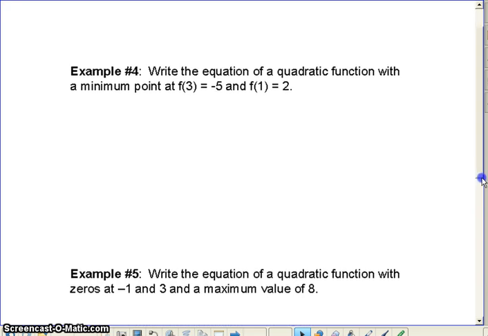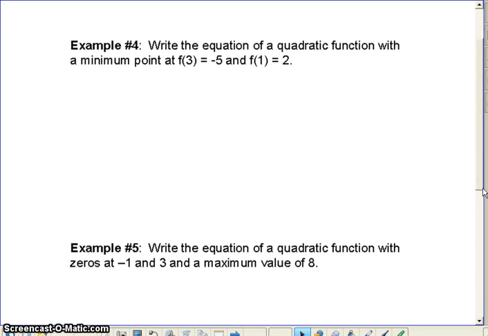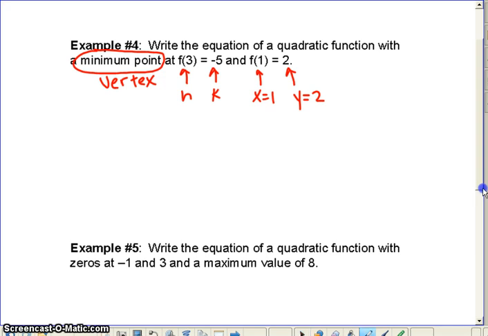Example 4, write the equation of a quadratic function with a minimum point. They're telling us that this is the vertex. So h is 3 and k is negative 5. Okay? And when x is equal to 1, y is equal to 2. So that's a point on the line. So we're going to fill all that in, work backwards, and solve for a.